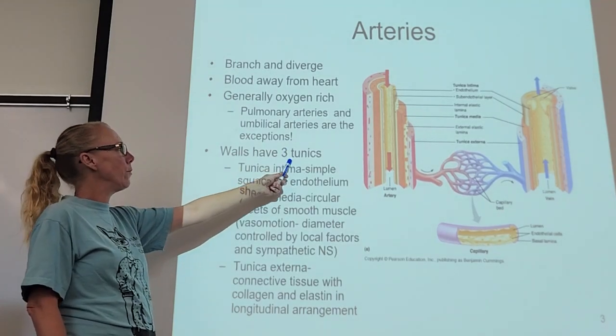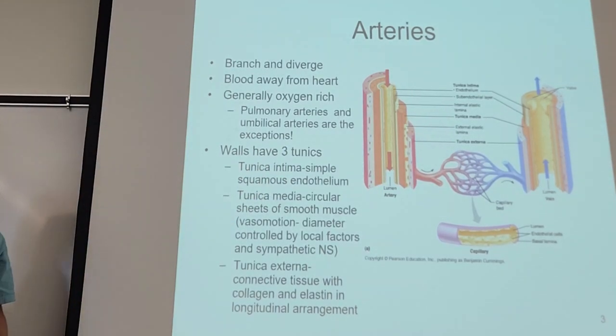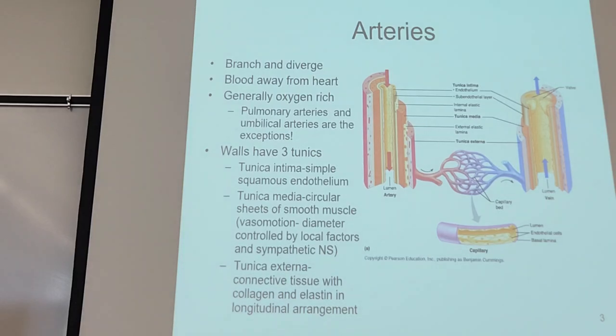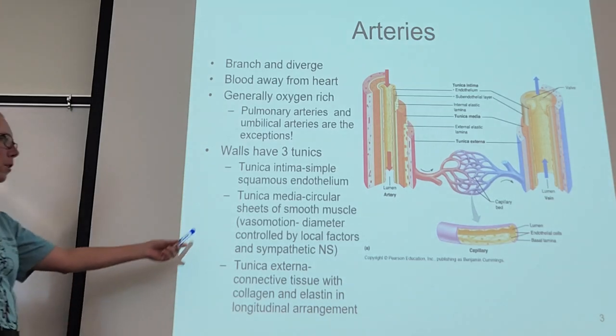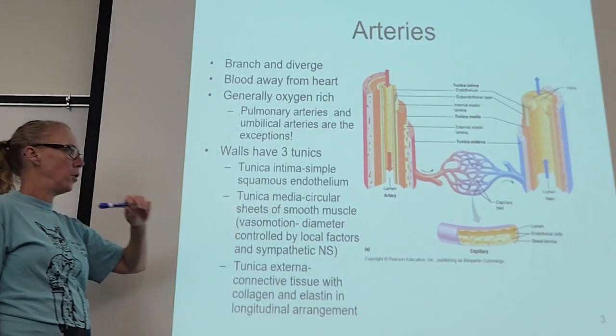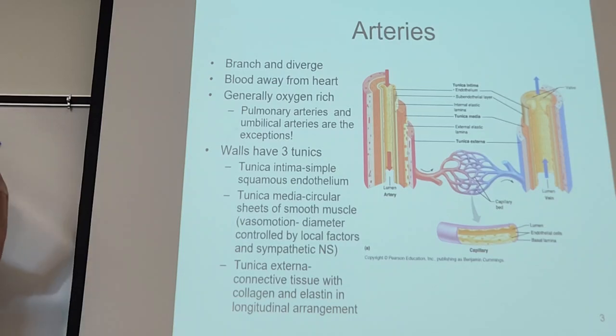So, the walls of arteries have three layers, which we call tunics. Okay, the innermost layer is called the tunica intima, and that's a sheet of simple squamous epithelial tissue. Okay, so that's what blood is just directly coming into contact with when it's flowing and coursing through an artery. Superficial to that, we have tunica media, which are circular sheets of smooth muscle around the diameter of the vessel, and that allows the vessel to vasodilate or vasoconstrict based on pressure.